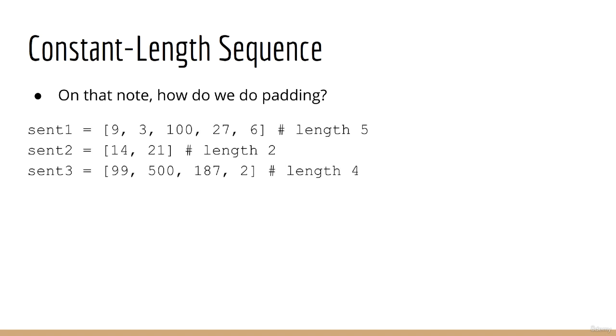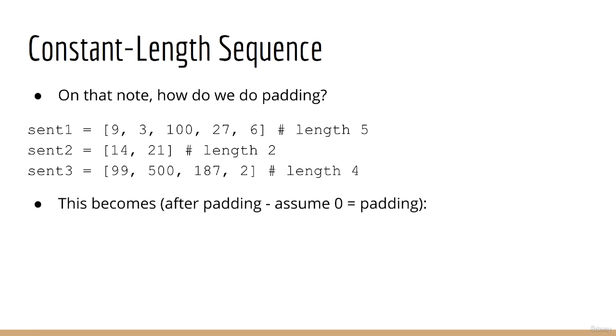Okay, so what's the next step? Remember that we would like to have constant length sequences, or at least constant length sequences per batch. So let's suppose we have a batch of sentences, each of different length. The first sentence is 9, 127, and 6. The second sentence is 14, 21. And the third sentence is 99, 500, 187, and 2. Remember, at this point, we've converted each sentence into a list of tokens, which we then converted into a list of integers.